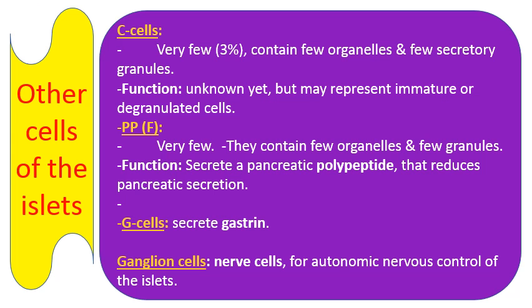Other cells of the islets: C cells, very few cells, contain few organelles, unknown function. PP cells contain few organelles and few granules, secrete pancreatic polypeptide that reduces pancreatic secretion. G cells secrete gastrin, and ganglionic cells are for autonomic nervous control of the islets.